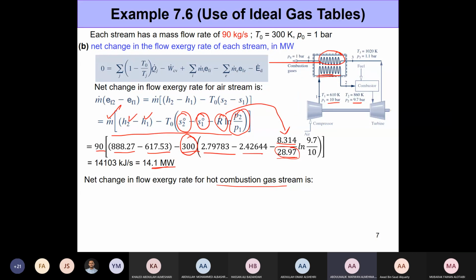No, I think it will be lower because the pressure is lower. No, the pressure doesn't have much to do with the flow exergy. I mean, it's essentially dictated by temperature. So I'm not talking about the specific flow exergies. I'm talking about the change in exergy, right?